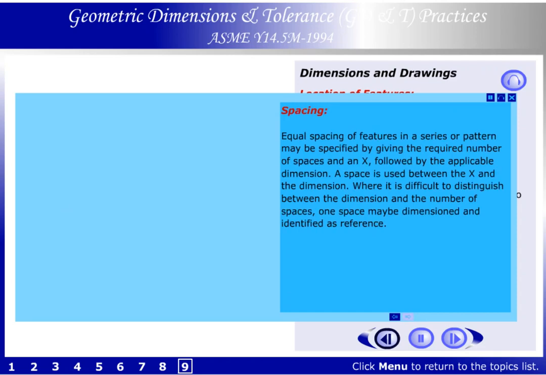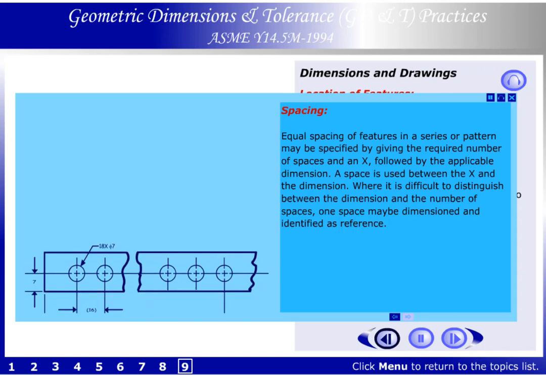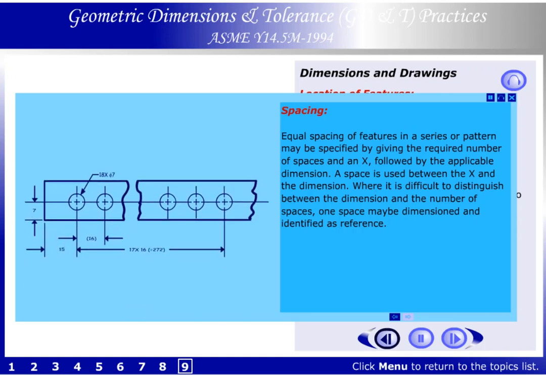Spacing. Equal spacing of features in a series or pattern may be specified by giving the required number of spaces and an X followed by the applicable dimension. A space is used between the X and the dimension. Where it is difficult to distinguish between the dimension and the number of spaces, one space may be dimensioned and identified as reference.